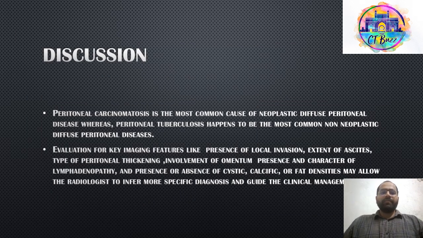Coming to the discussion, peritoneal carcinomatosis is the most common cause of neoplastic diffuse peritoneal disease, whereas peritoneal tuberculosis happens to be the most common non-neoplastic diffuse peritoneal disease. Evaluation of key imaging features like presence of local invasion, extent of ascites, type of peritoneal thickening, involvement of omentum, presence and character of lymphadenopathy, and presence or absence of cystic, calcific, or fat density may allow the radiologist to infer a more specific diagnosis and guide the clinical management.